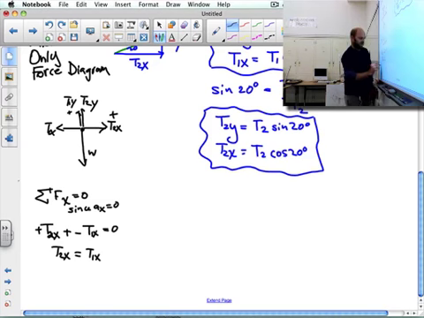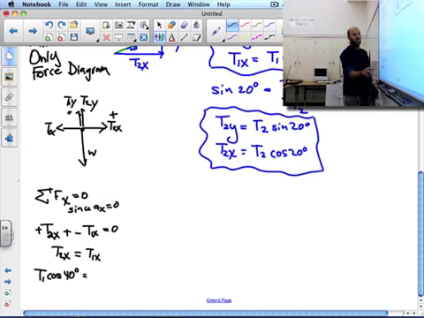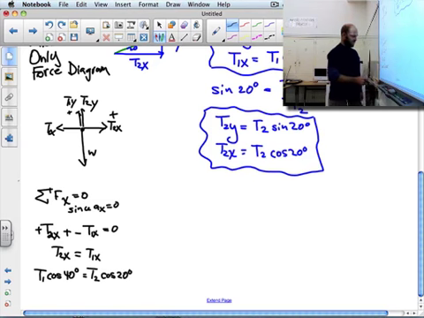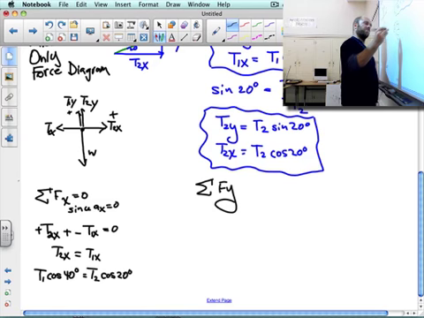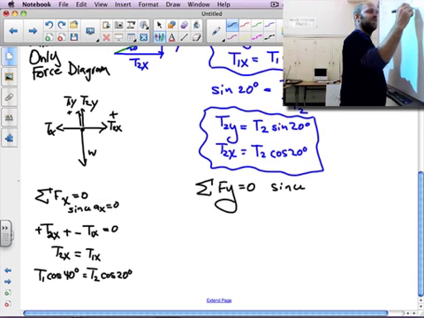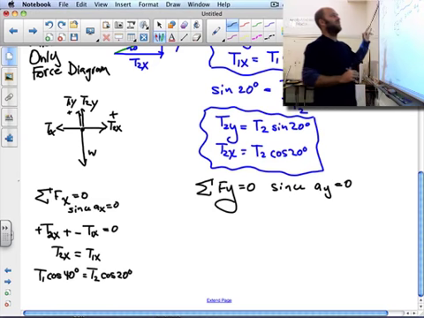And T1x is T1 cosine 40, and T2x is T2 cosine 20. I actually switched these, but that's okay. So I can't actually solve for anything yet here. So I'm going to go ahead and sum the forces in the y direction and see what I get there. Sum of the forces in the y direction equals 0, since there's no acceleration in the y direction, right? So my T1y plus T2y.